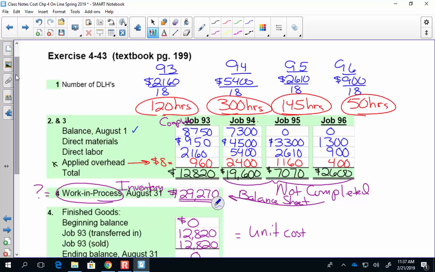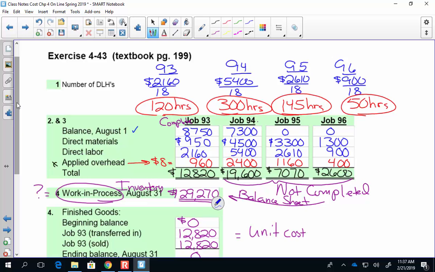Also be aware that in this particular case, we had to come up with the labor hours. That's the 120, the 300, the 145. The author felt that we had to do that computation. So that is then used times the $8, which is our predetermined rate, to get us the applied amount for overhead. Don't forget, when we ask on the test for a total product cost, don't forget to include the applied overhead.